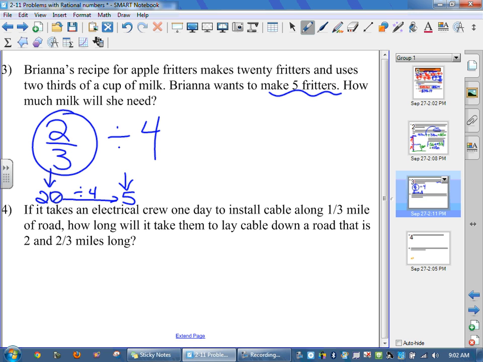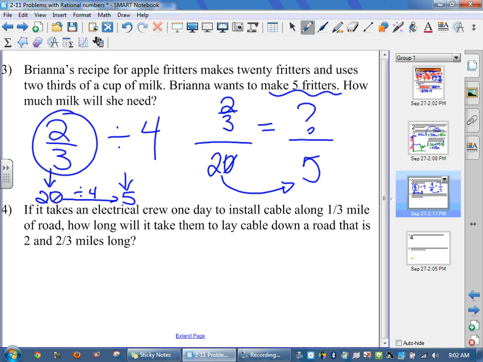2/3 over 20 is equal to something over 5. So what is it? All you're doing is saying, what did they do to the 5? They divided it by 4. So we're going to have to take the 2/3 and also divide by 4 to make an equivalent fraction. That's all we're doing. Okay?